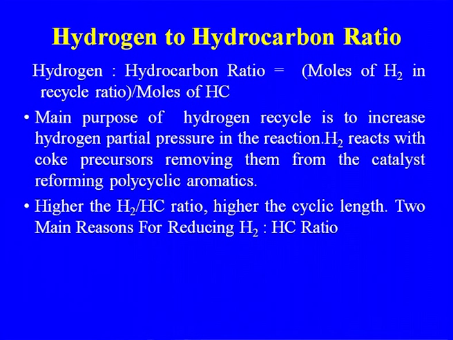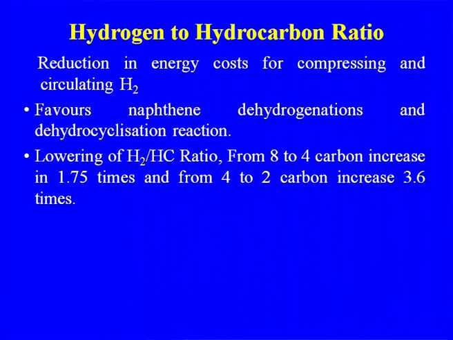Two main reactions for reducing hydrogen and hydrocarbon ratio. This is also another effect of the hydrogen to hydrocarbon ratio: reduction in the energy cost for compressing and recirculating hydrogen, and it favors naphthene dehydrogenation and dehydrocyclization reactions. Lowering the hydrogen to hydrocarbon ratio from 8 to 4, carbon increases 1.75 times, and from 4 to 2, carbon increases 3.6 times.